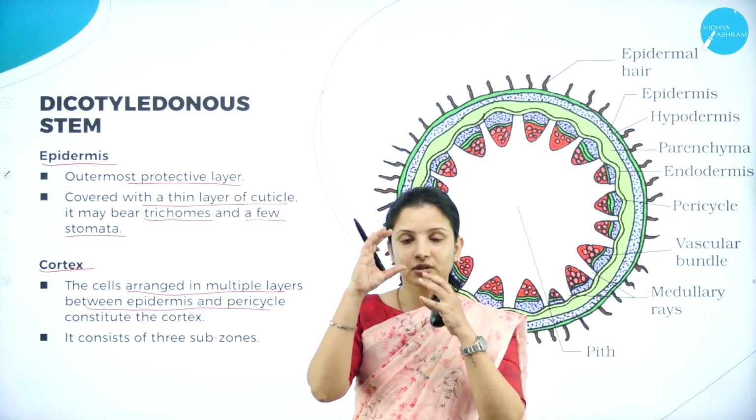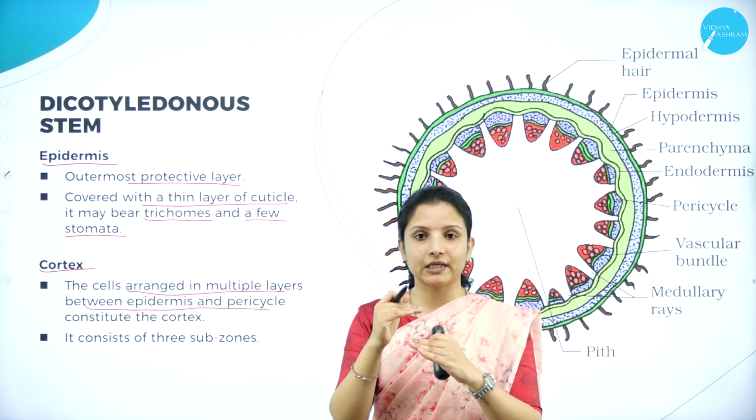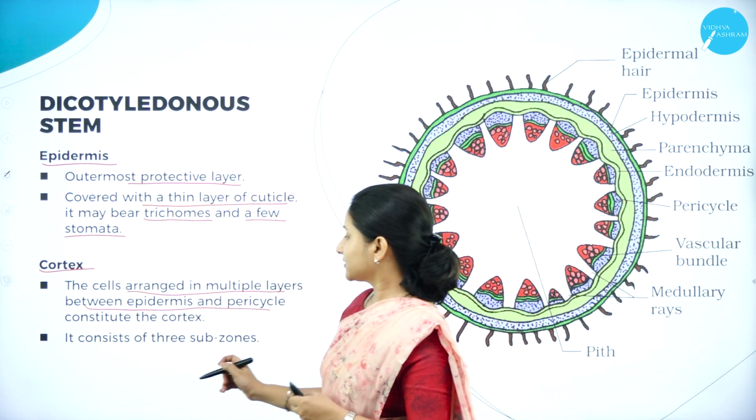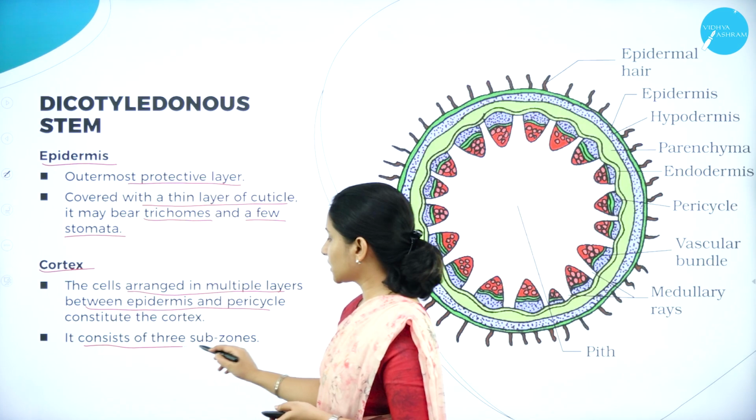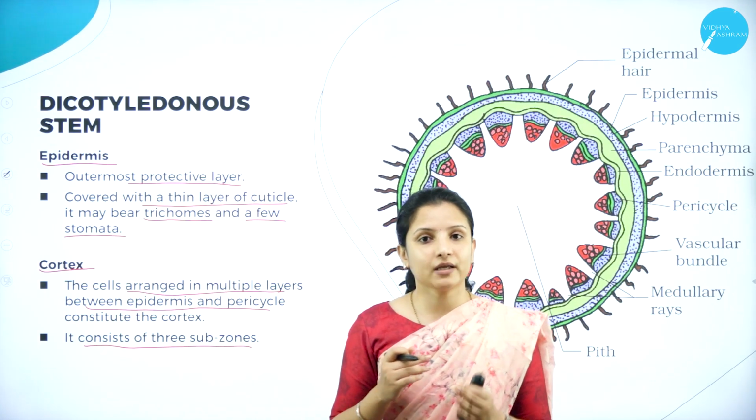Just like that, the region which lies between the epidermis and the pericycle is the cortex, and it consists of mainly 3 subzones. So it is divided into 3 subzones. What are they? We shall see.